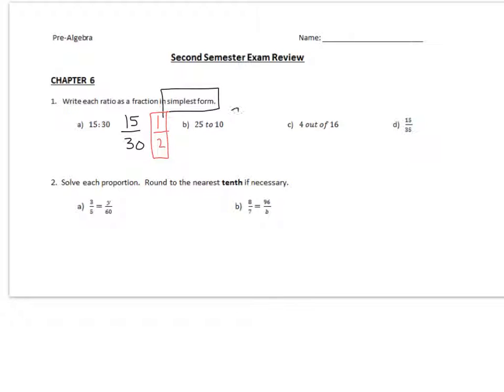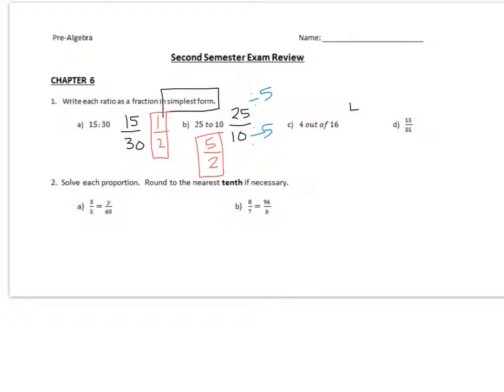Letter B, so first I write 25 divided by 10, then I can divide both of these by 5. So if I divide both of them by 5, the top is 5 and the bottom is 2. So that is simplest form.